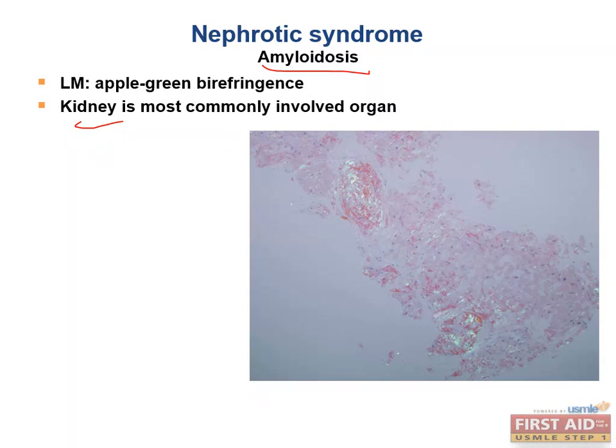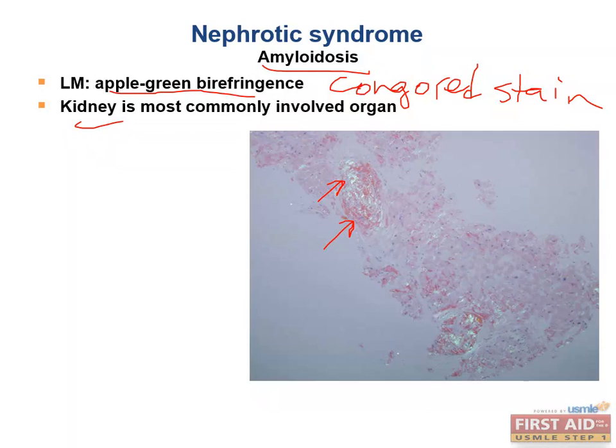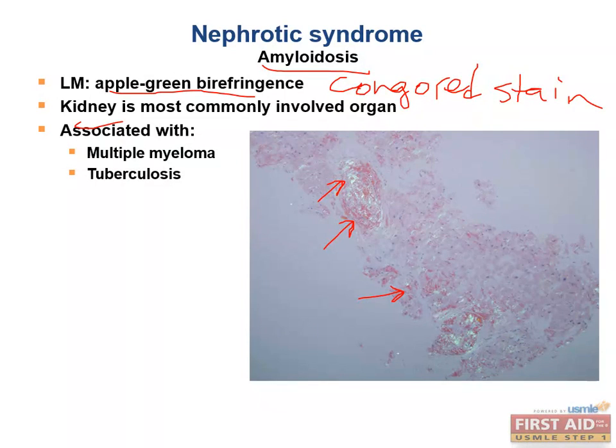Now, on light microscopy, when using the Congo red stain, you will see an apple green birefringence. You see this shiny green stuff here? That's the apple green birefringence, and it is the giveaway for amyloidosis. If you see apple green birefringence on your exam, immediately think amyloidosis. Amyloidosis is associated with chronic conditions such as multiple myeloma, tuberculosis, and rheumatoid arthritis.